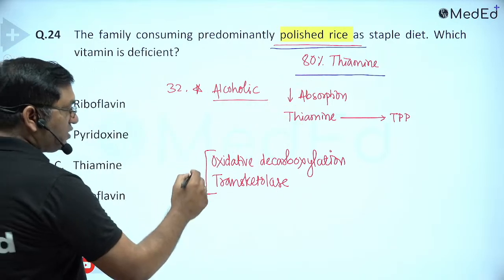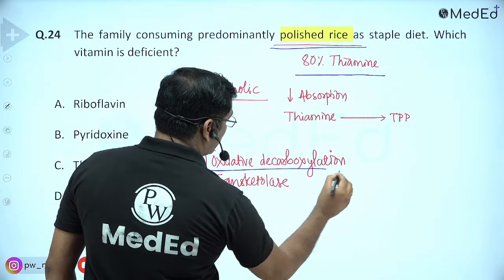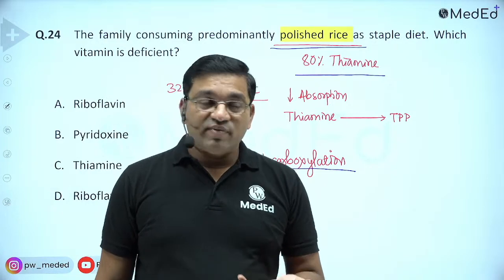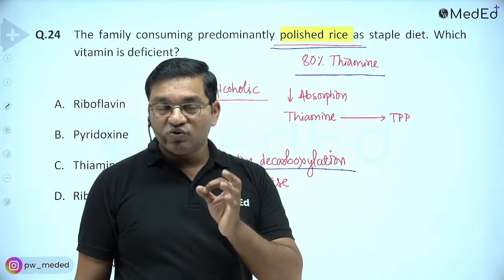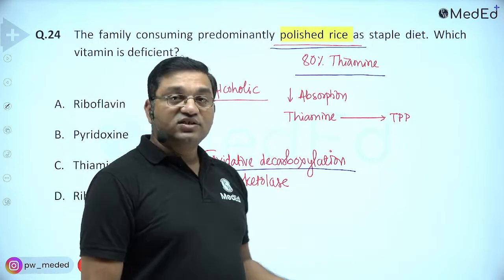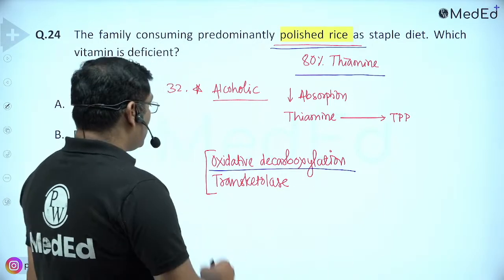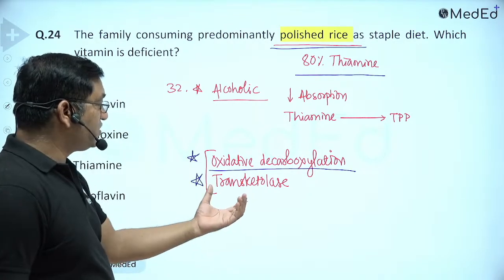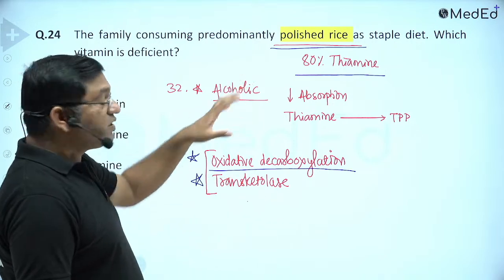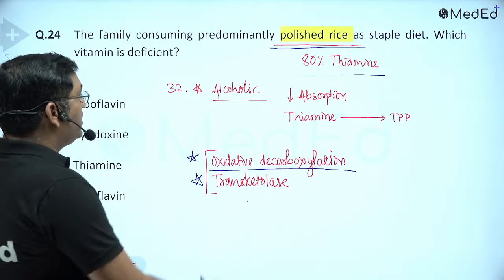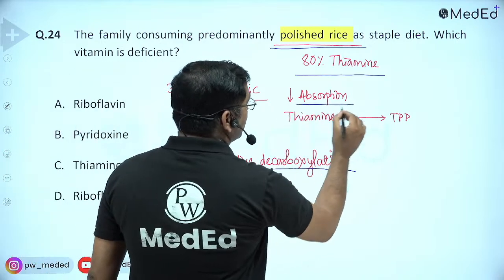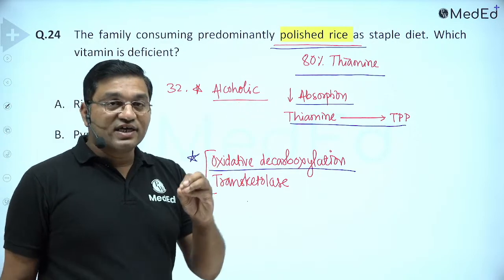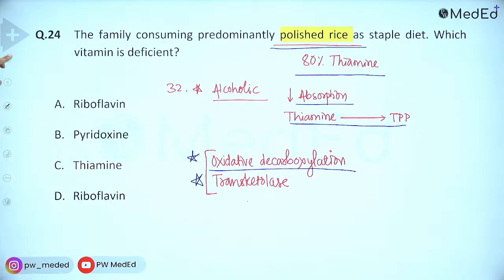Okay, thiamine is responsible for oxidative decarboxylation, of which we just saw three examples: pyruvate dehydrogenase complex, alpha ketoglutarate dehydrogenase complex, and branched chain keto acid dehydrogenase complex. So oxidative decarboxylation and transketolase activity, which is related with the HMP shunt, are functions of thiamine. And in chronic alcoholics, there is decreased absorption of thiamine and decreased conversion of thiamine to thiamine pyrophosphate, which causes Wernicke's encephalopathy and Korsakoff psychosis.